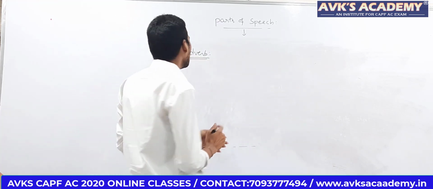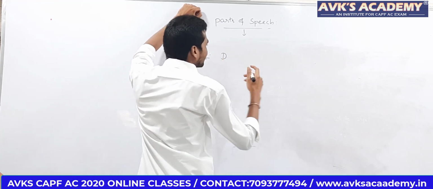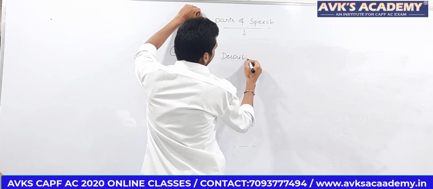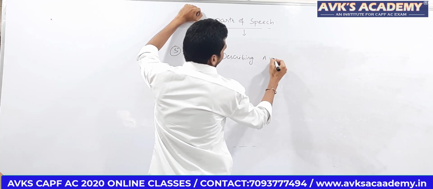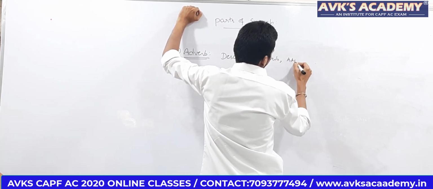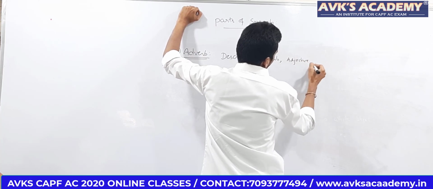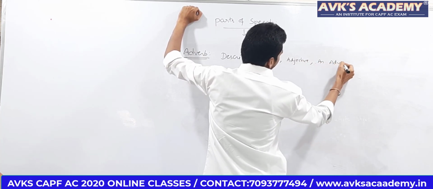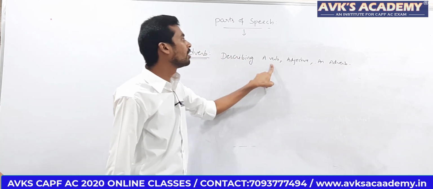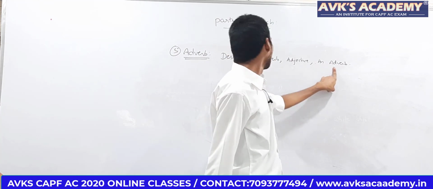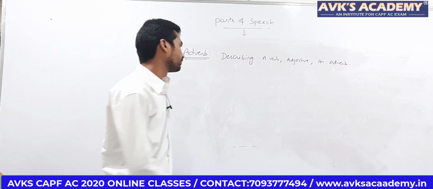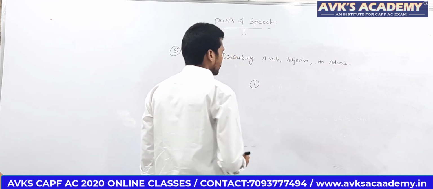In the adjective case, it is describing a noun or pronoun. Now it is describing a verb, or an adjective, or another adverb. Any word which describes a verb or an adjective or another adverb is called an adverb. So I will explain each one. Let me give you examples.